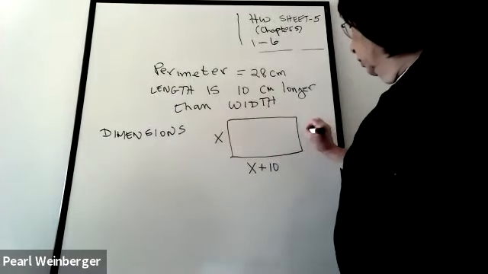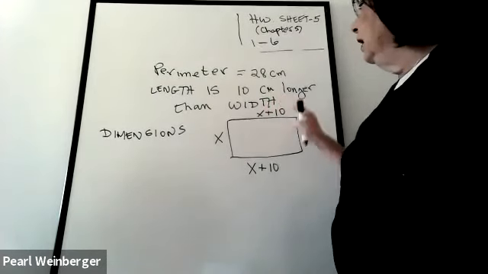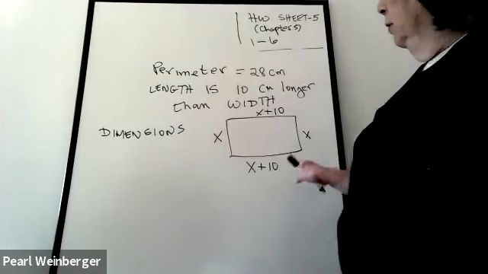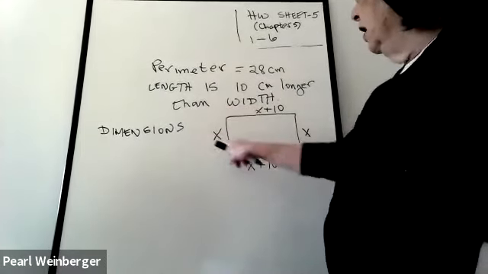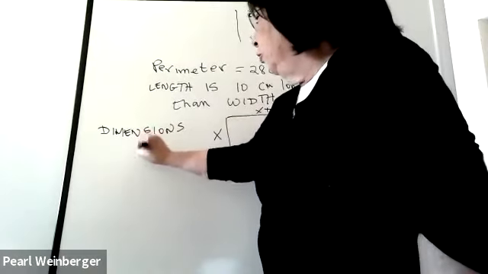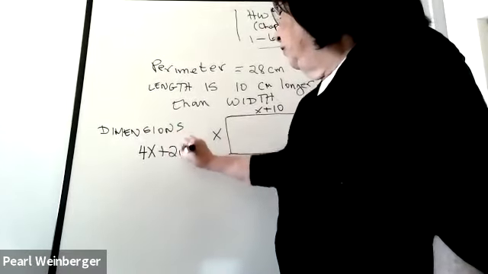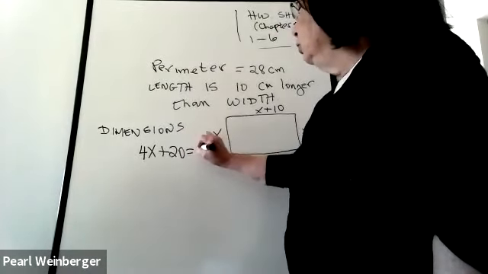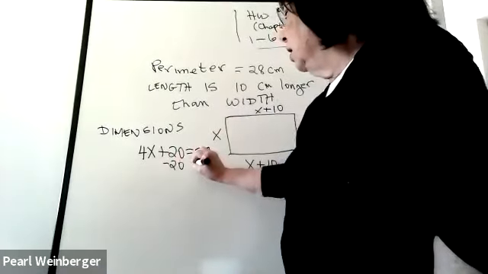Now this side will also be equal to x, and this side will be x plus 10, because in a rectangle, the opposite sides are equal. And the perimeter is everything added up together. So I'm going to add up all these sides. So I'm going to have an x, an x, an x, and an x, which gives me 4x. And 10 and 10 is 20. The four sides add up to 4x plus 20. That's going to equal 28. That's my perimeter.